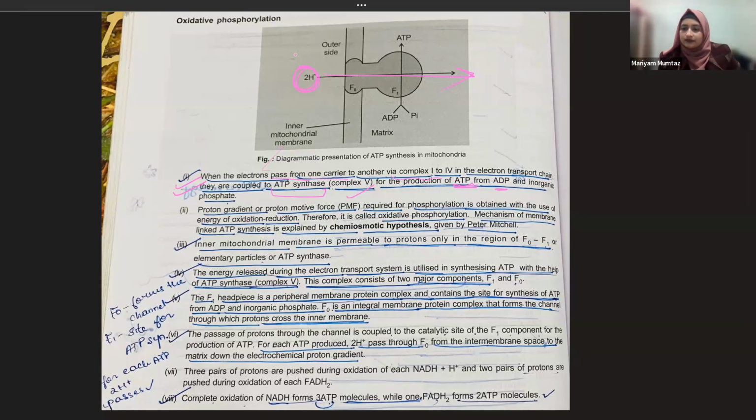Getting my point? What is the confusion? Tell me.